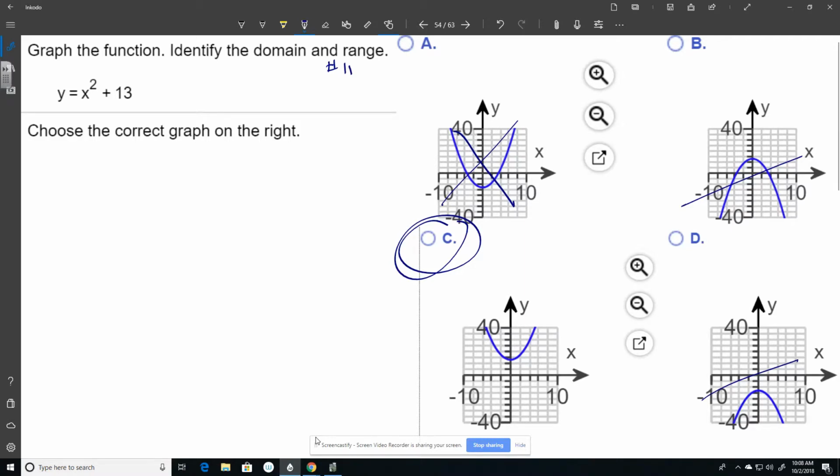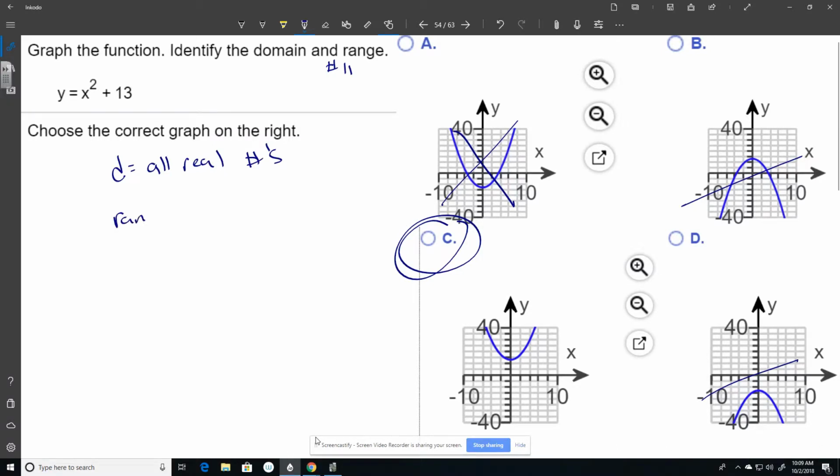Now it wants me to identify the domain. What are all the x values? And like everything else we've done so far, the domain, we can plug in anything we want. All real numbers. We can plug anything we want into the function.